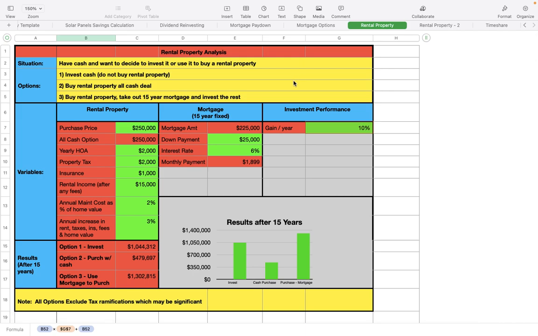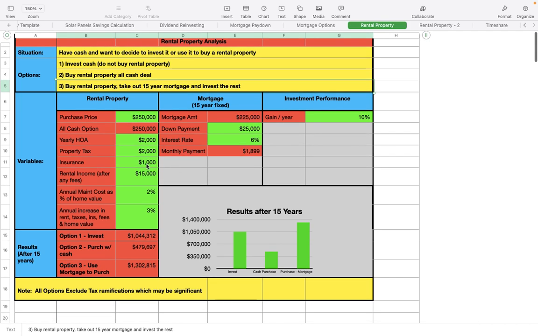It's similar, but what I said was, let's say you have a lump sum of, in this case, $250,000 in cash, and you want to decide to invest it or use that amount to buy a rental property. So you really have three options: invest the cash, do not buy the property; buy the rental property in an all-cash deal; and buy the rental property and take out what I put in here was a 15-year mortgage and invest the rest.